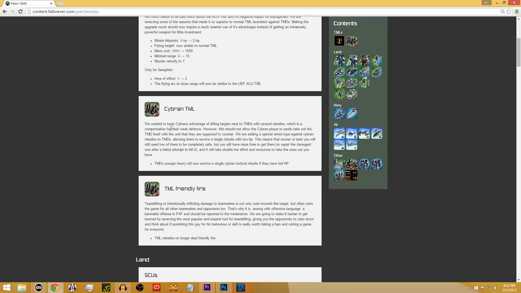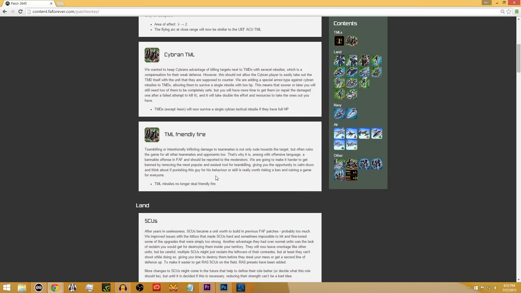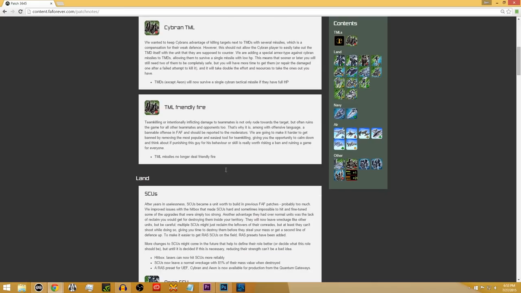Cybran TMLs can now no longer kill TMDs. The TMDs have a special armor type now, and a TMD of any faction except Aeon will survive a single Cybran TAC missile hit if they have full HP. So that means a Cybran TML can't just blow away all of your defenses. The TMLs had friendly fire removed, so there is no more team killing with TMLs. That is another good change.